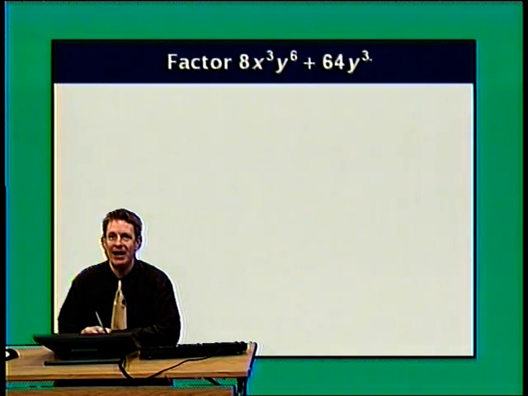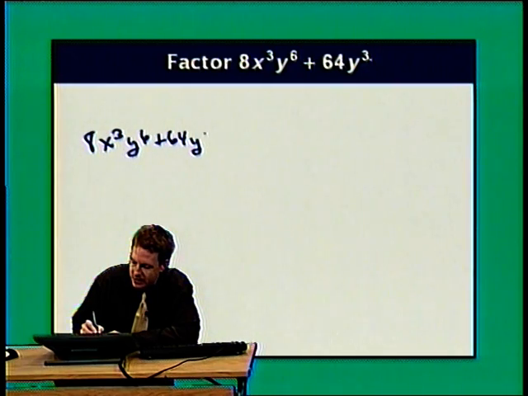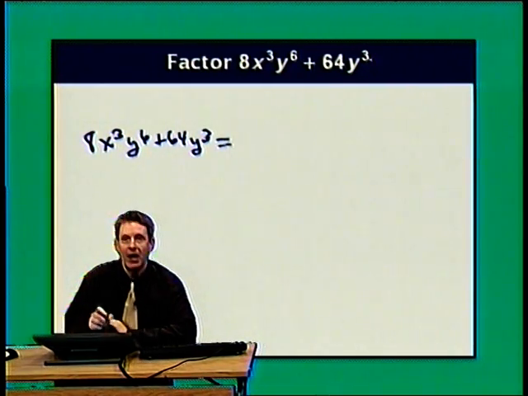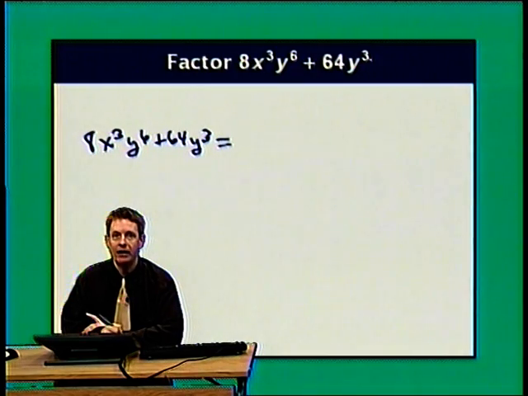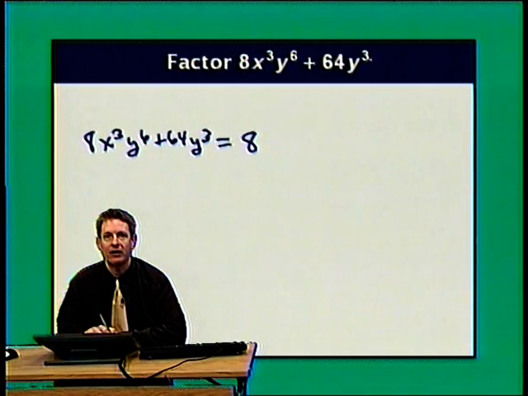Let's factor 8x cubed y to the 6th plus 64y cubed. This time, both terms in my binomial are perfect cubes. But I'm going to remember a lesson I learned in an earlier example. What's the first step in all factorization? It's to factor out common factors. So the first thing I want to do is look and see, do I have any common factors? And I'm seeing them all over the place. 8 evenly divides into 8, and it also evenly divides into 64. So I can factor out a common factor of 8.